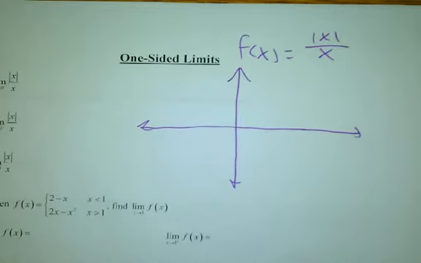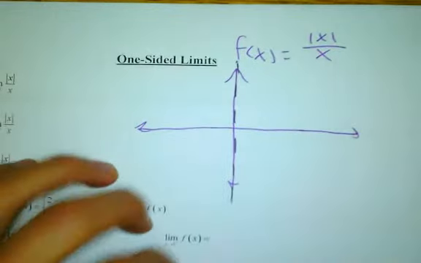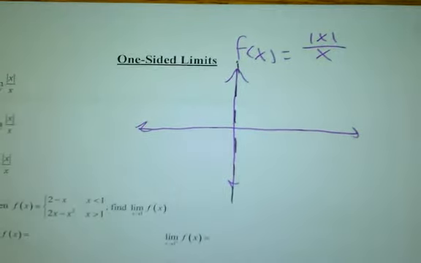Which means, what do I have at 0, by the way? I have a rational function. We have an asymptote. Set the denominator equal to 0. I can't be at 0. Why is this not a hole? You're not canceling anything out, right?